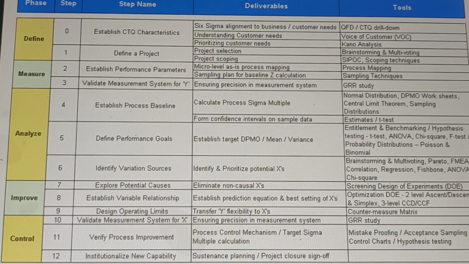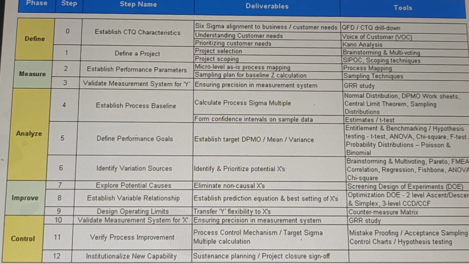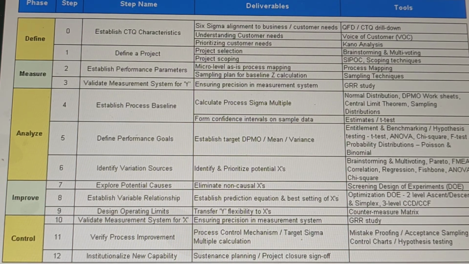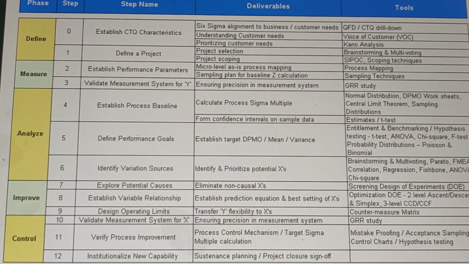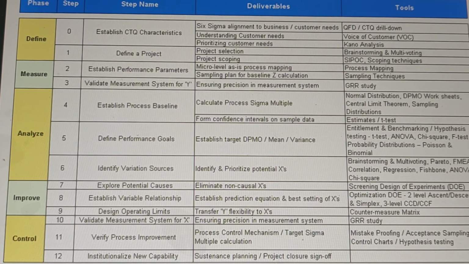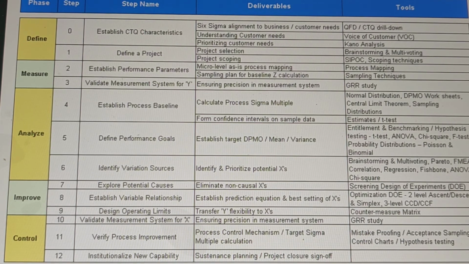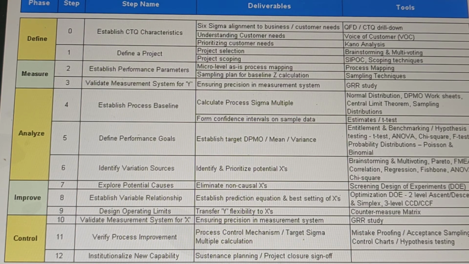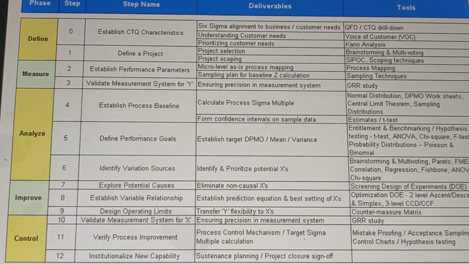If we keep on drilling down, it's a reduction kind of process. We need to reduce the number of X's so that we can focus on the critical X's to regulate our Y. Then we can do design of experiments. Establish the variable relationship, establish the prediction equation and best settings, like I told, in regression or other techniques. We can establish our relationship between X and Y.